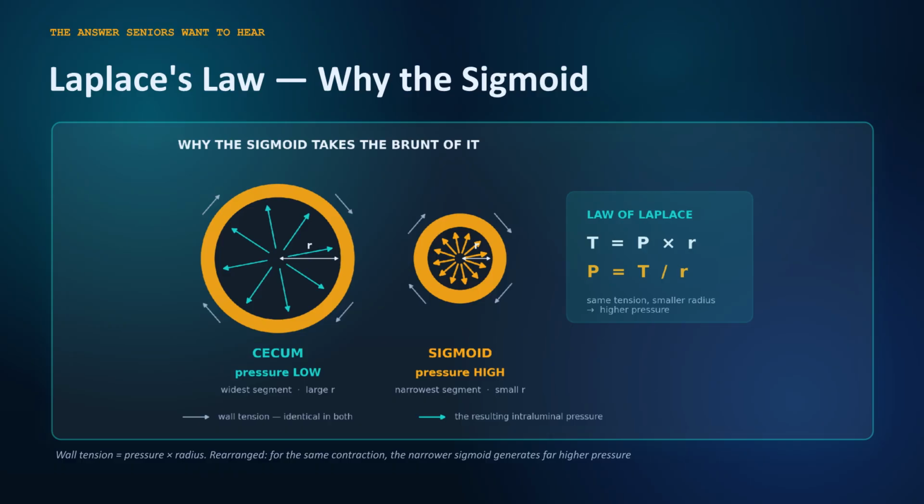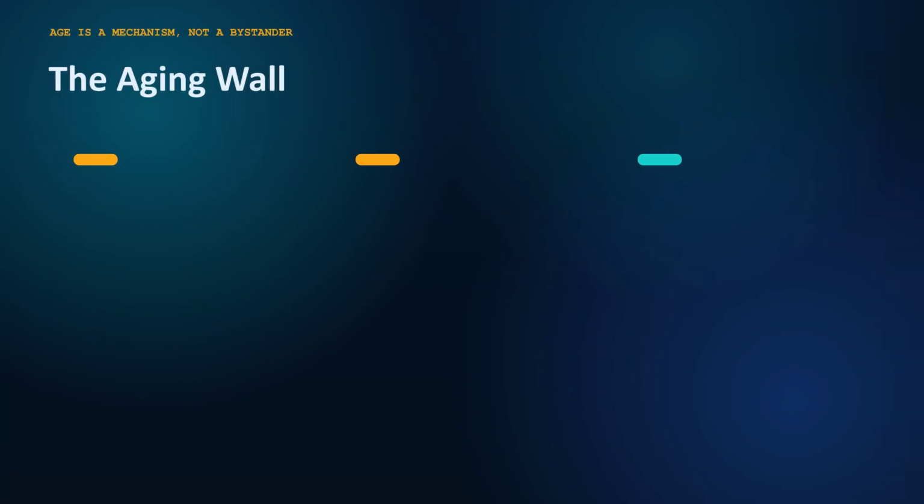The sigmoid is the narrowest segment. So for the very same muscular contraction, the same wall tension, the narrow sigmoid generates a far higher intraluminal pressure than the wide cecum ever does. Small radius, big pressure. That is why the sigmoid herniates first, and why 90% of this disease lives on the left. There is a third ingredient, and that is the wall itself changing with age.